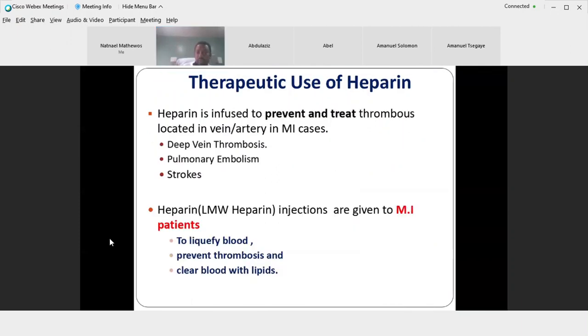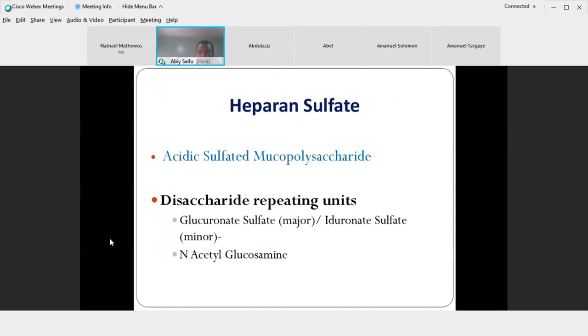These are some of the therapeutic uses of heparin. Heparin can be injected for patients who have myocardial infarction, since it can liquefy their blood, prevent blood clotting, and clear what? Lipids from the blood.